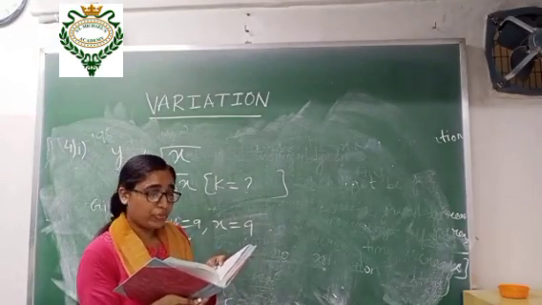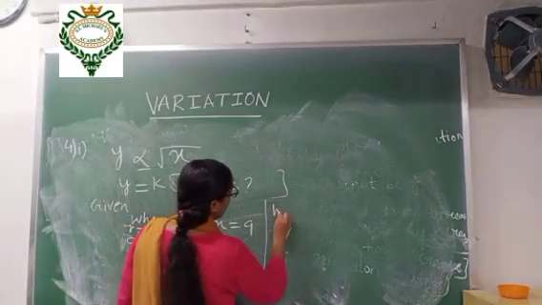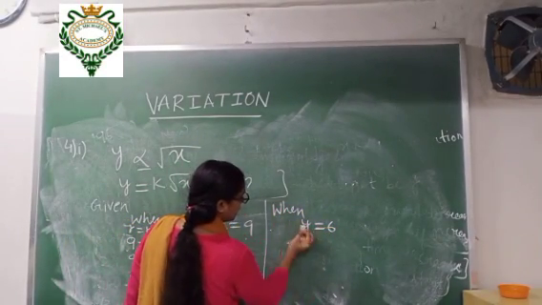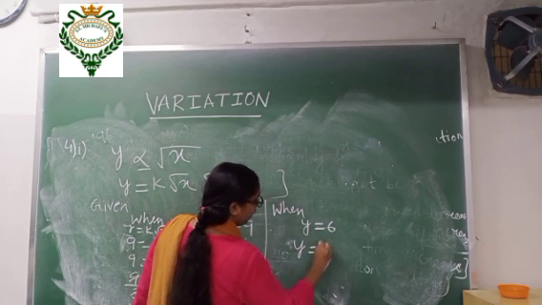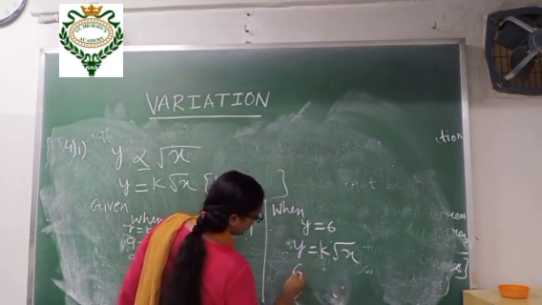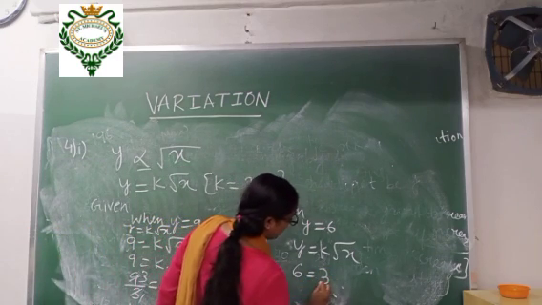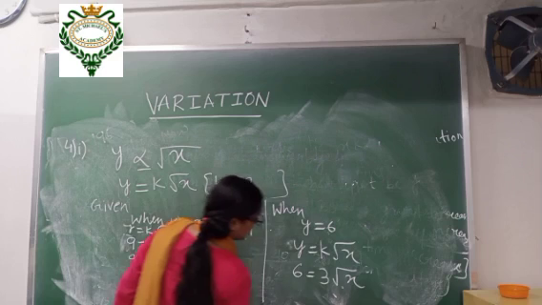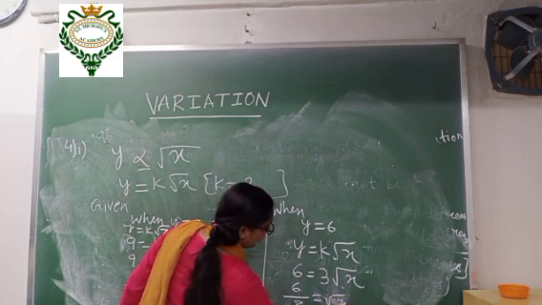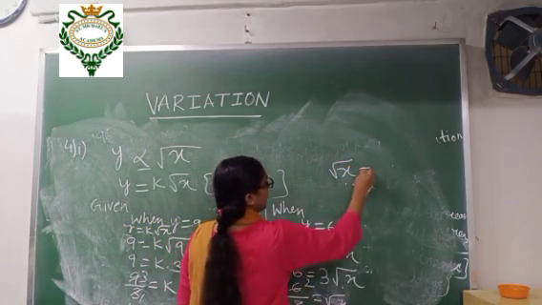Now let us find the value of x when y equals 6. Again, what is the relationship? y = k√x. The y value is given as 6, and the k value you got is 3. So 6 = 3√x. This 3 will come down: 3 ones are 3, 3 twos are 6. This means √x equals 2.